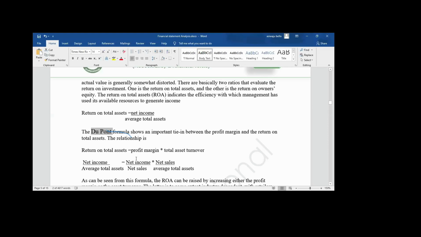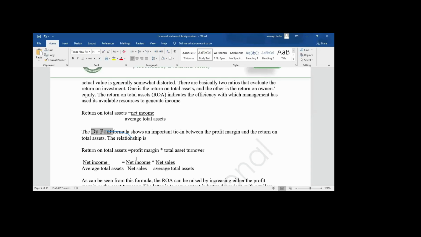What this means is that if you want to increase return on your total assets, then you must increase your profit margin and you must increase your total asset turnover. Two ratios will affect return on total assets. The ratios are profit margin and total asset turnover.